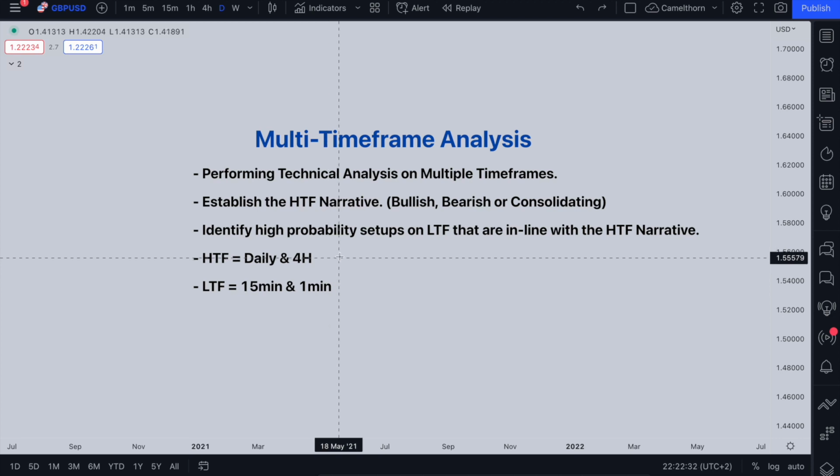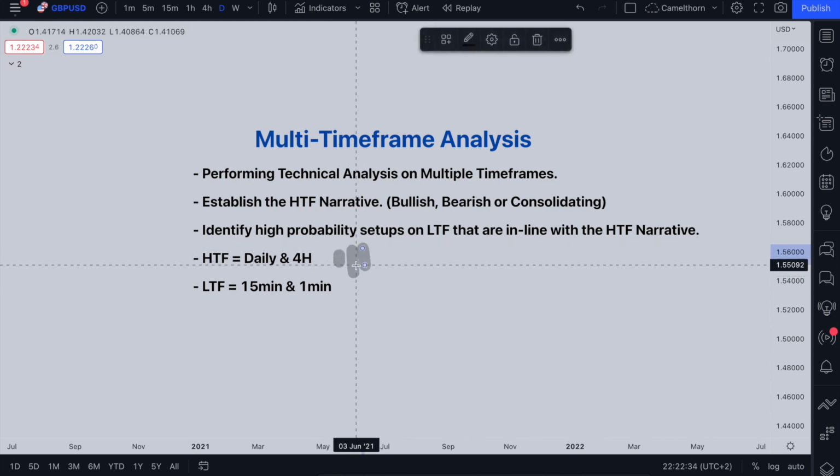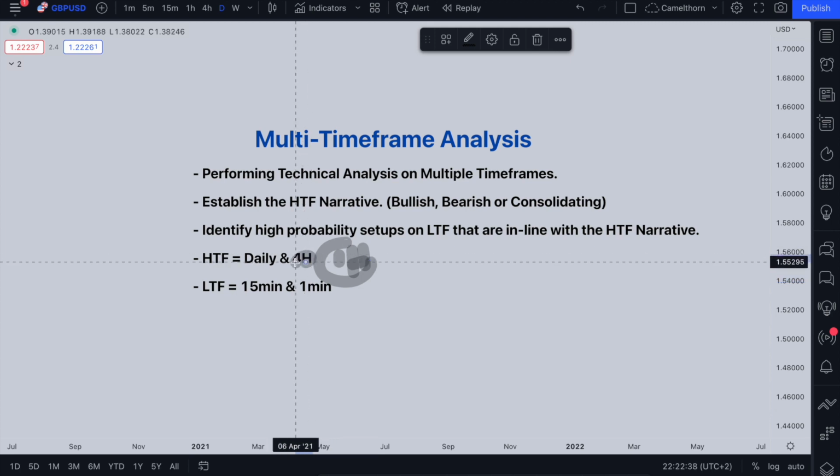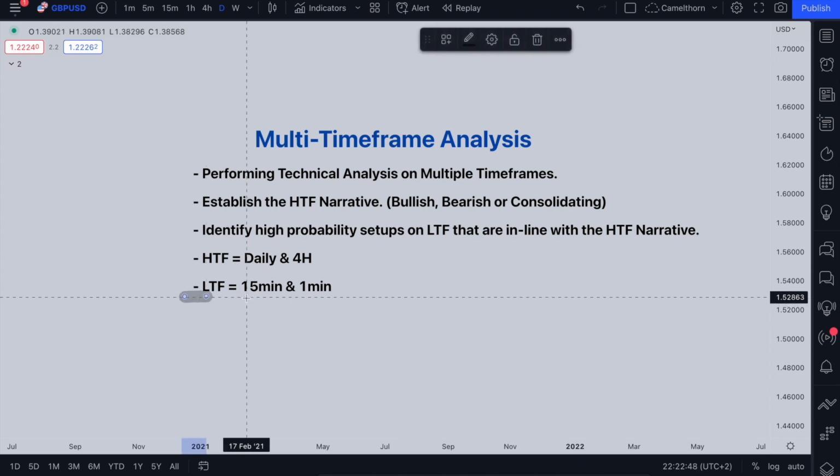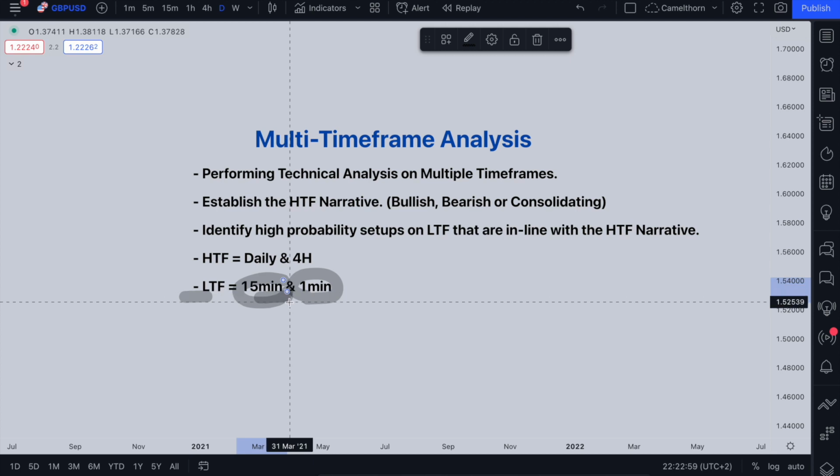All right, I do sometimes use the 1 hour just as a time frame to help refine what I might be seeing on the 4-hour, but for the most part, my 4-hour is my main higher time frame when trading during the week. And then my lower time frames is the 15-minute. The 15-minute is where I execute most of my trades. And then my 1 minute is just going to be a time frame that I like going to just to refine whatever I'm seeing on the 15-minute.